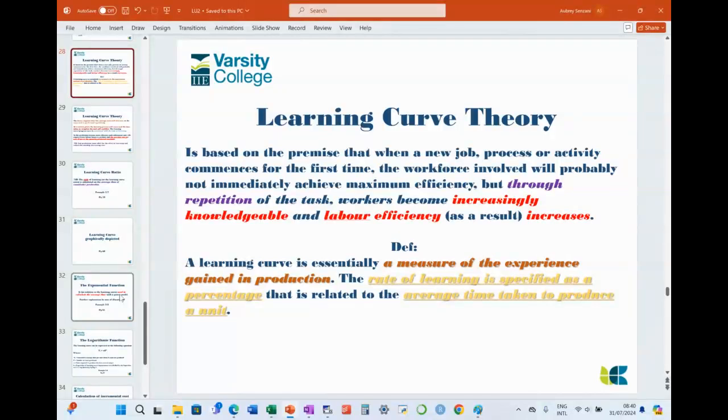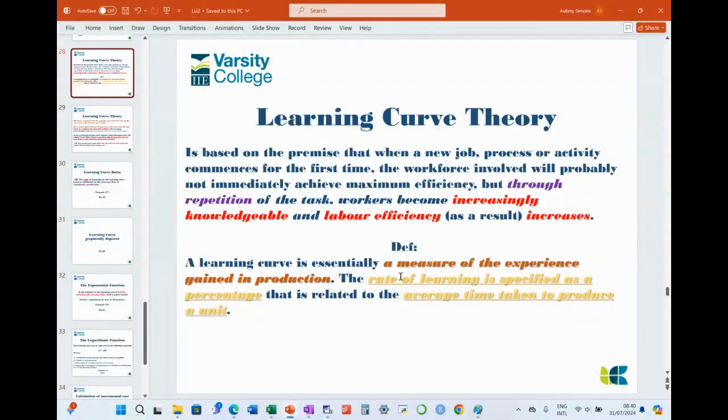It's basically saying that as we produce units, first it might take us 5 minutes to produce the first unit. But in time, it may take us 3 minutes or 2.5 minutes. Okay? Now the learning curve is us mathematically determining how fast we are becoming in completing the units.